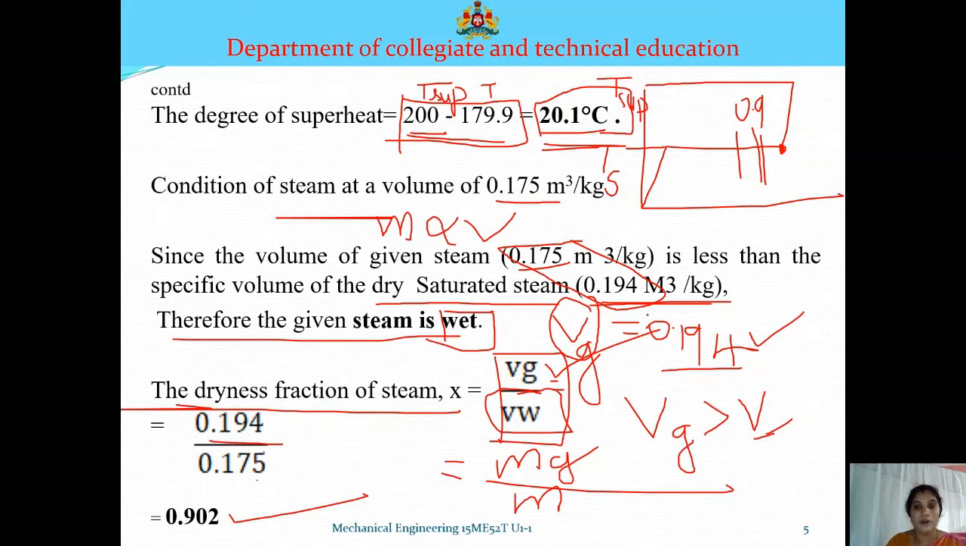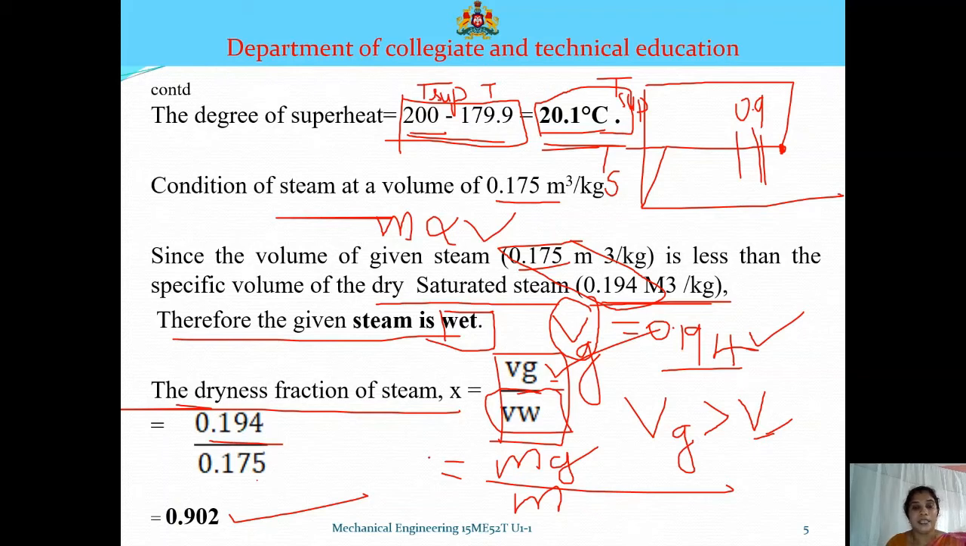Therefore, since the value of Vg is higher than the given specific volume of the steam, we can conclude that the given steam is a wet steam. Or in other words, since the volume of the given steam is less than the specific volume of dry saturated steam, the given condition of the steam is wet. Therefore, the next question that arises is what? The percentage of wetness or the percentage of dryness. How much it is wet or how much it is dry, that we need to calculate.